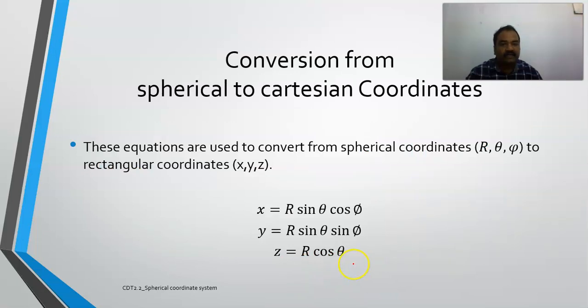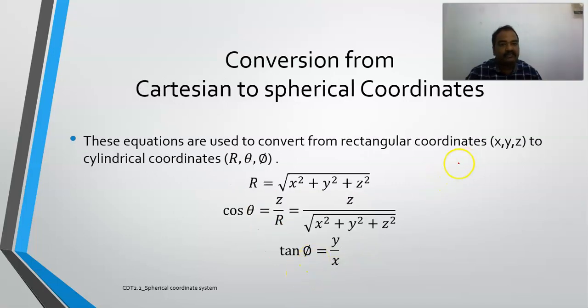Moving ahead, how to convert between spherical and Cartesian coordinates. Now let us suppose a point P has been given to you. How do you convert that into rectangular coordinates? This is the formula: X is equal to R sin theta cos phi, Y is equal to R sin theta sin phi, Z is equal to R cos theta. And from Cartesian to spherical systems, this is the formula. You should remember these formulas. We'll try to employ them.